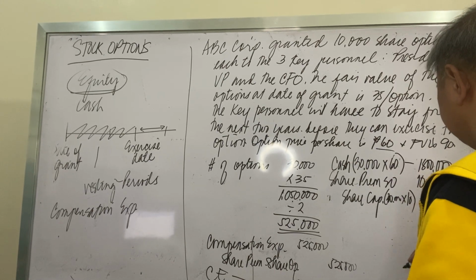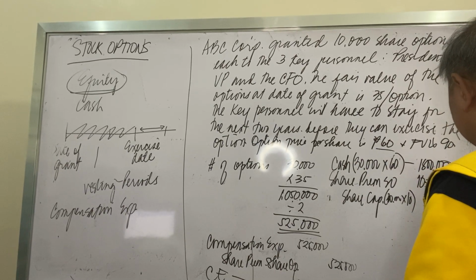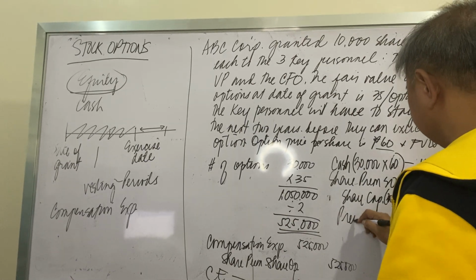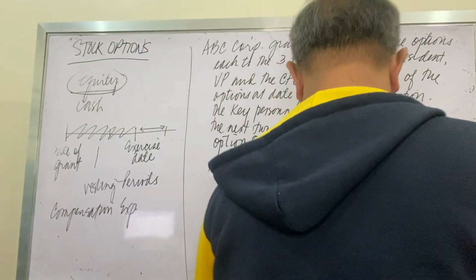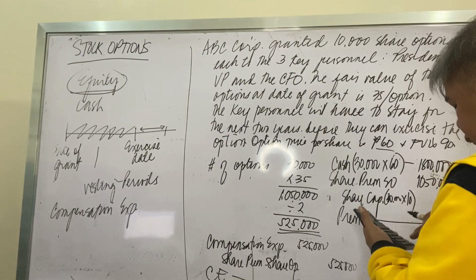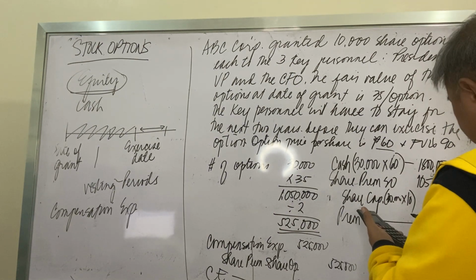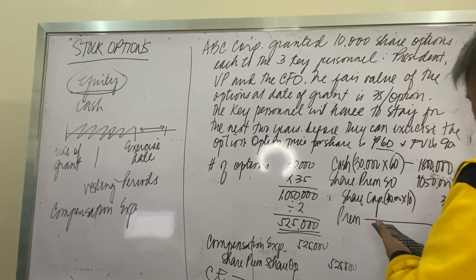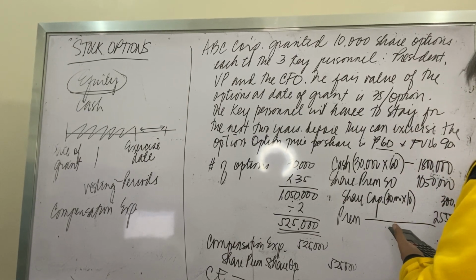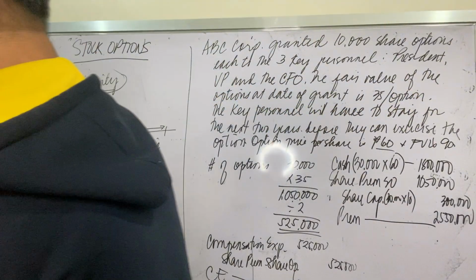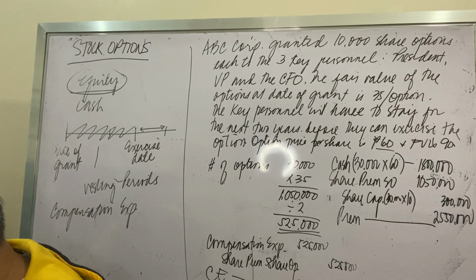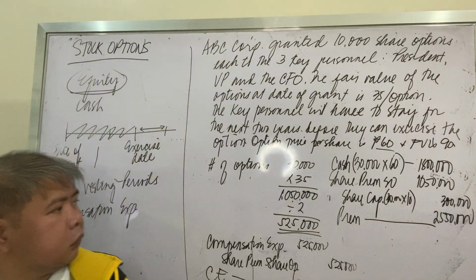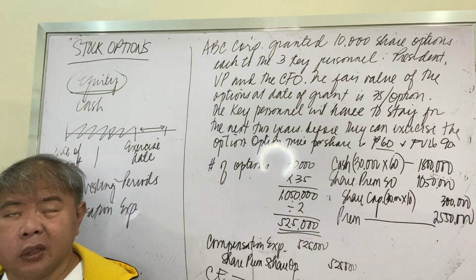So 10 pesos. So this is 300,000. And then the share premium for the difference, so this is 2,550,000. Okay, so that's variation number one.